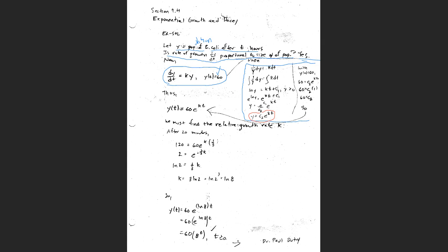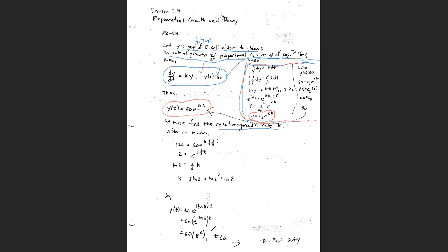So you don't need to copy this down, what I'm highlighting in red, because it's there in the book. I'm just reminding you that, given this differential equation, we can solve it. And so y of t, the amount of bacteria at time t, is going to equal 60 times e to the kt power. Now we have to find this relative growth rate k. The formula is not useful to us unless we can solve for k. k is called your relative growth rate.